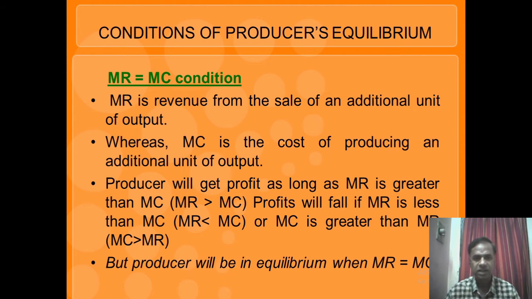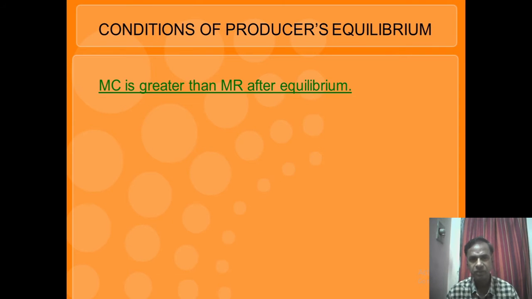Second condition for the producer to be in equilibrium: MC is greater than MR after equilibrium. Equilibrium means MR is equal to MC.